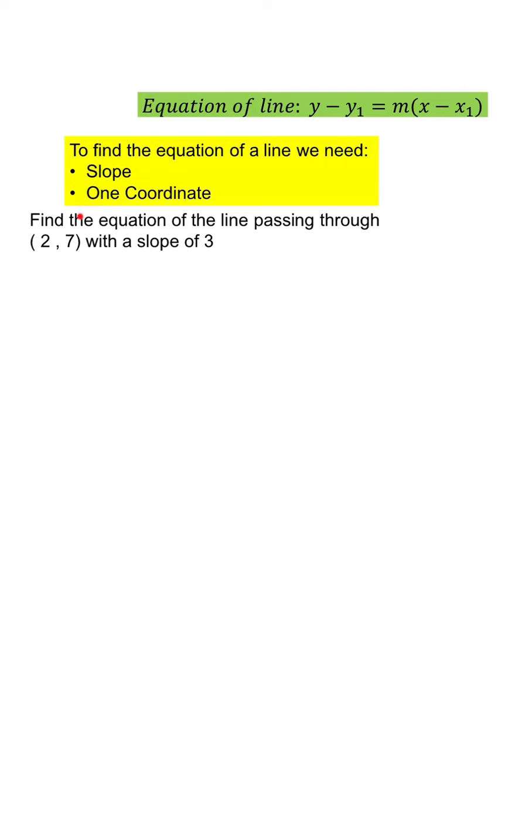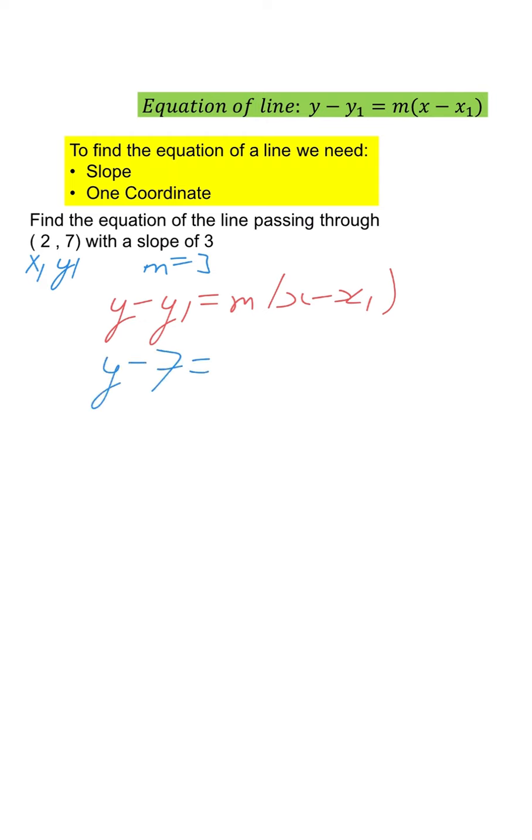In this example, we're given the coordinate (2, 7) and a slope of 3. So the first thing we'll always do is label x1 and y1. And the slope of 3, so that means m equals 3. Now I'm going to write down the formula. It's always a good idea to get into the habit of writing down the formula for all of these questions. So now let's substitute into the formula. y minus y1, and y1 is 7, equals m then, so m here is 3, times x now minus x1, so minus 2.